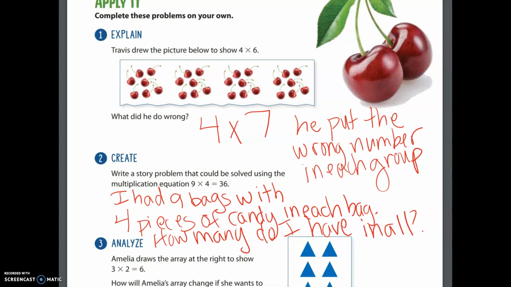So basically, when it says write a story problem with multiplication, you need to just say some groups and what's in those groups. So 9 bags with 4 pieces of candy in each bag. So you want to say what groups you have and how many are in each group. Go ahead and hit pause if you need to write the rest of this, because I'm going to take it off the screen.